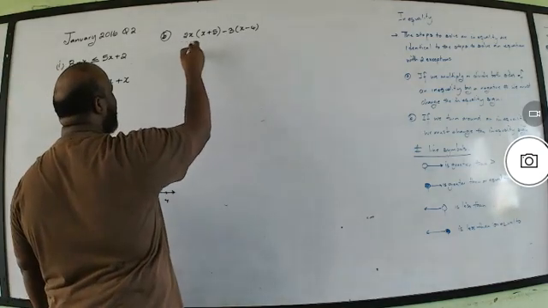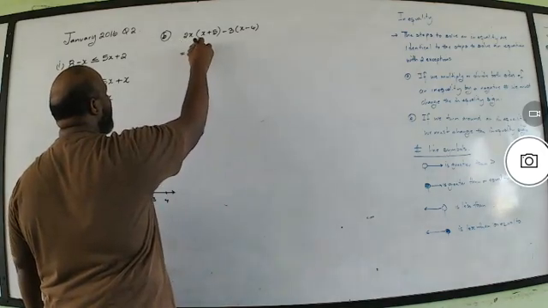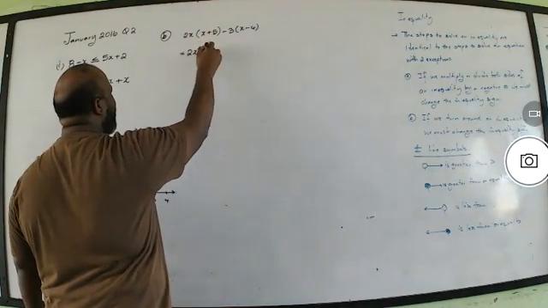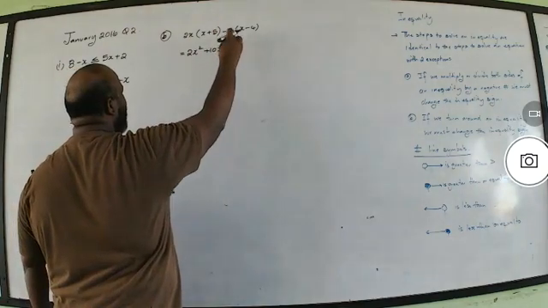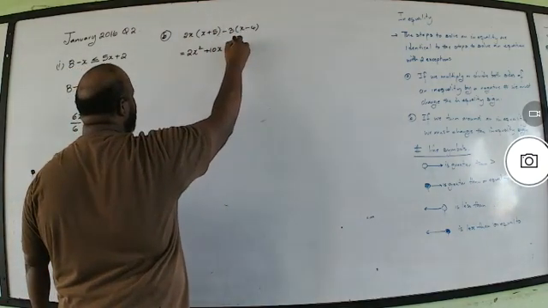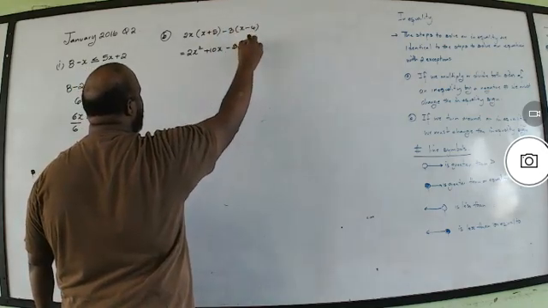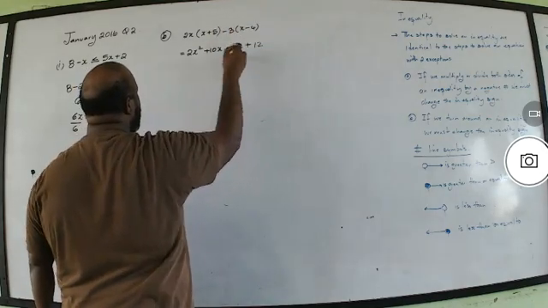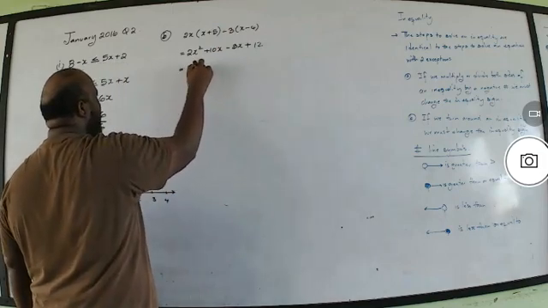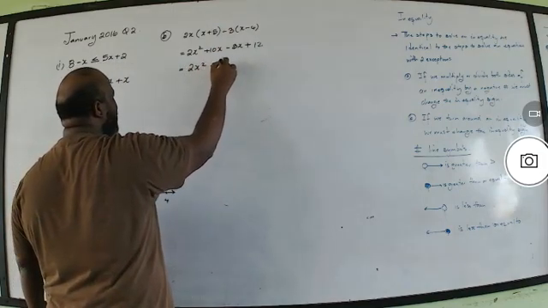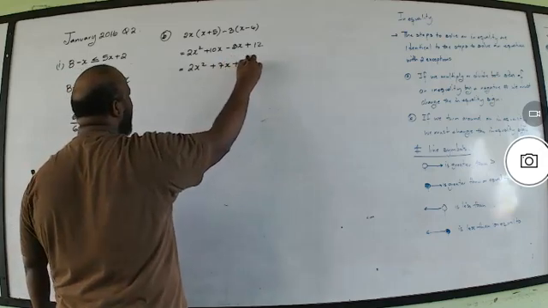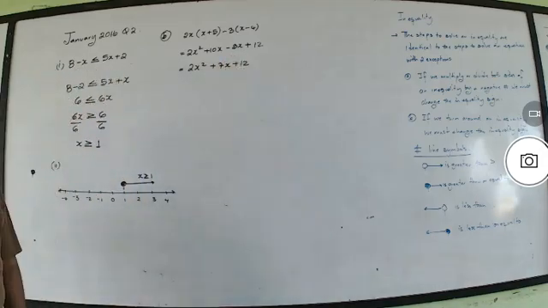What is 2x times x? What is 2x times 5? Minus 3 times x. A negative times a negative is a positive. 3 fours are 12. This is 2x squared plus 7x plus 12. Can that be simplified further? No, sir. Why not? They're not like terms. Because they're all unlike terms.